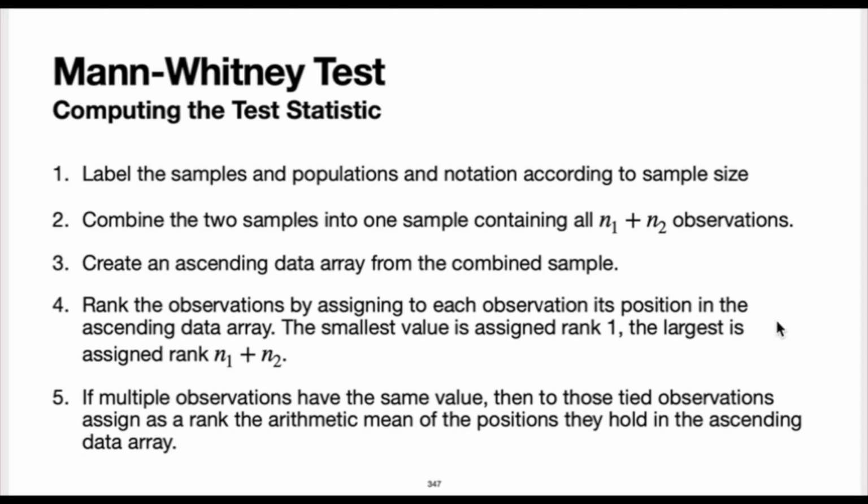Once we have that ascending data array, rank the observations by assigning to each observation its position in the ascending data array. The smallest value is assigned rank 1, the largest is assigned rank N1 plus N2. And again, if multiple observations have the same value, then to those tied observations assign as a rank the arithmetic mean of the positions they hold in the ascending data array.